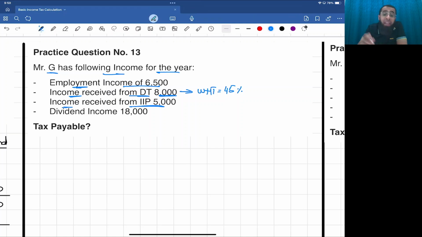Income received from IIP. The question is silent about the source. So when the question is silent, you assume it as non-saving. It's only written income from IIP. Non-saving, saving, dividend, which source? No issue. When the question is silent, it's non-saving source. And on non-saving source, the withhold is 20%. And the dividend income is 18,000. You have to do the tax payable.